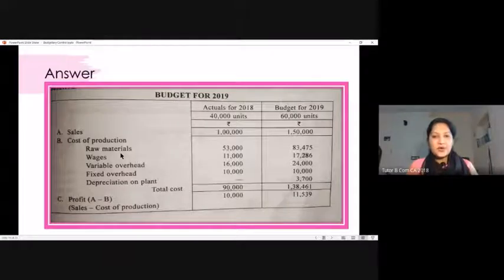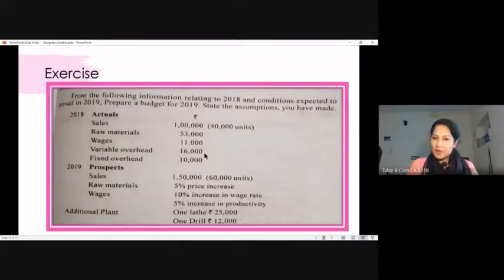And then we know that the raw material cost is 53,000 for 40,000 units. I said the method is nothing but first we find out the per unit cost of raw material at 40,000. Then we know that we are anticipating an increase of 5%. So we multiply that by 5 by 100, which gives us the per unit cost for 2019. Multiplied with 60,000, we will get the total raw material cost.